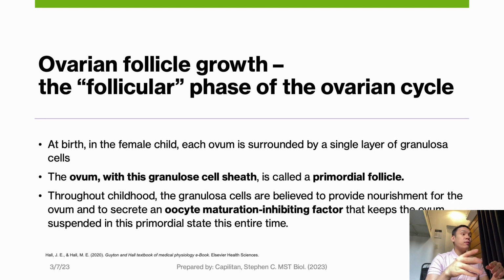Now we talk about the follicle growth in your ovaries, which is the follicular phase of your ovarian cycle. At birth, in the female child, each ovum is surrounded with granulosa cells. The ovum with this granulosa cell sheet is called the primordial follicle, and throughout childhood, the granulosa cells are believed to provide nourishment for the ovum and secrete an oocyte maturation inhibiting factor that keeps the ovum suspended in the primordial state this entire time.